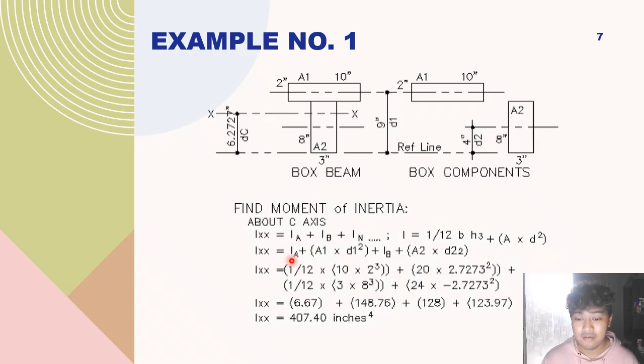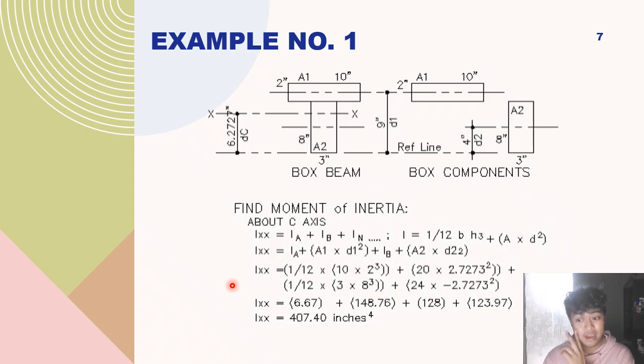So with that, you have IA plus area 1 times d1 squared, plus IB plus area 2 times d2 squared. So naunsa man ni, dapat squared siya. Anyway, so let's just inject the data that we have.